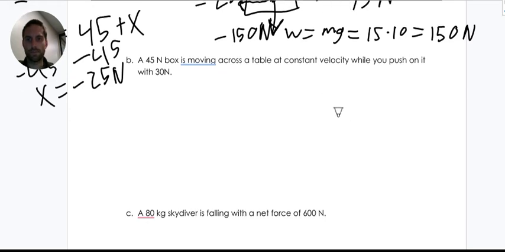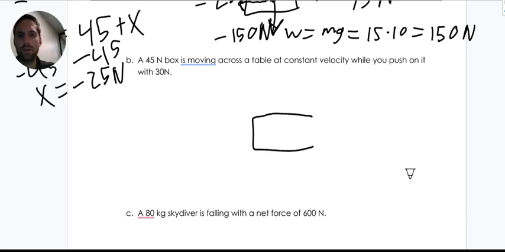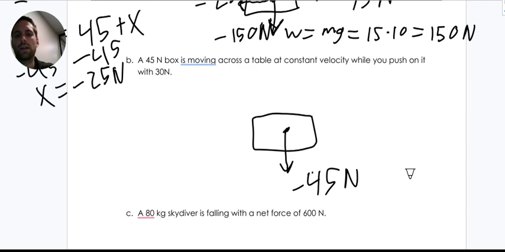Now I can do the second one. For B, we have this 45 newton box moving across the table at some constant velocity. So again, we have a 45 newton box going down. That's our weight. Say it's negative 45. And then a normal force going up. And that will cancel out. And this has a constant velocity.